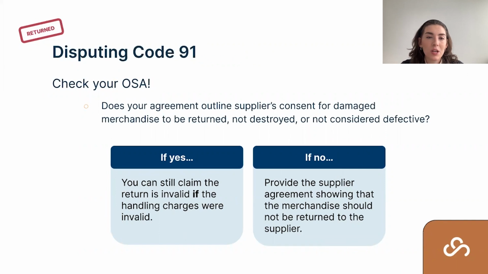Sweet. So with disputing code 91, check your OSA, and you want to ask yourself, does your agreement outline the supplier's consent for damaged merchandise to be returned and not destroyed or not considered defective? So if yes, that's correct, you can still claim that the return is invalid. If the handling charges were invalid, you can still win back those claims. You might not necessarily win back this code 91, but go ahead and dispute it since it's attached to that main code. And then if no, provide the supplier agreement showing that the merchandise should not be returned to the supplier, and that should be canceled.